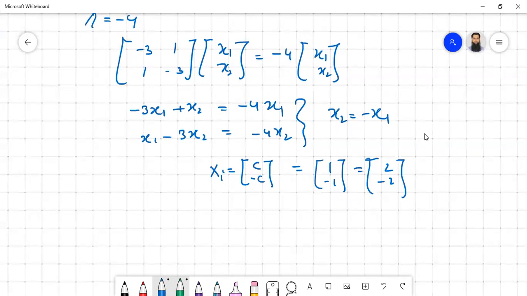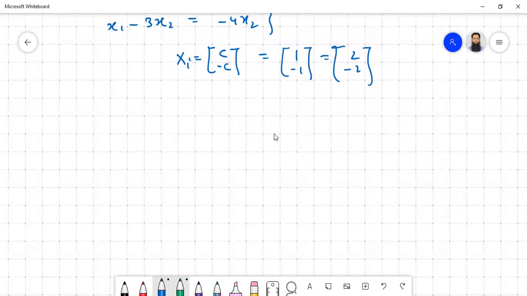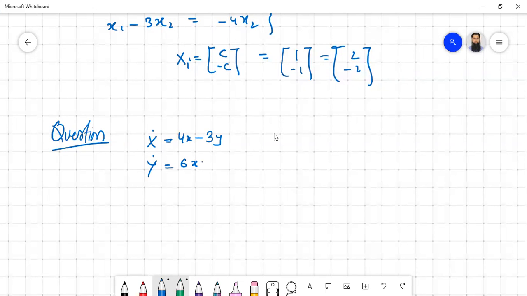And now let us try to plot one phase portrait. Let us start with one of the methods, and after that we'll go to a few other methods, maybe if time is available in this class or in the next class. So say we are given a question. The question says: draw the phase portrait of the system represented by the following equations. Say we have given two equations: x dot equal to 4x minus 3y and y dot equal to 6x minus 7y. So these are the two equations given.